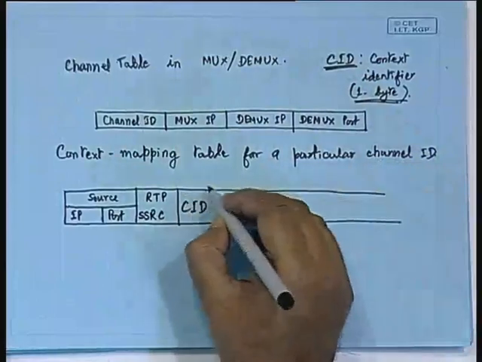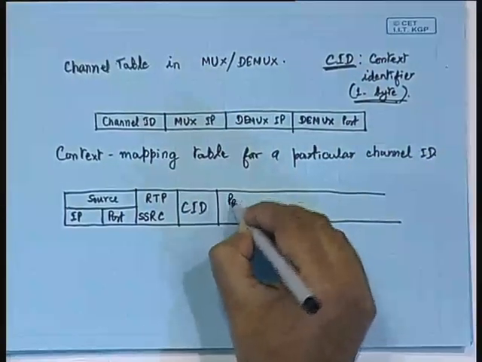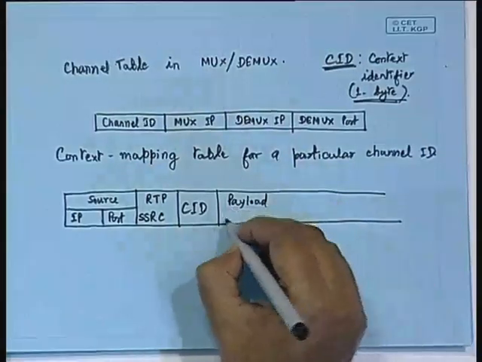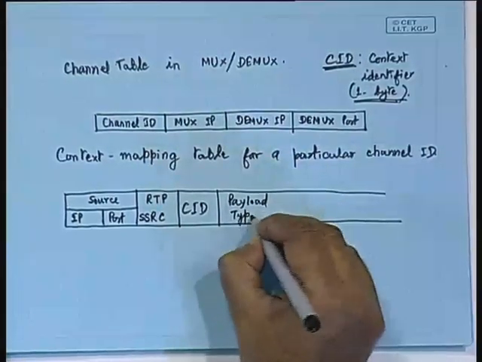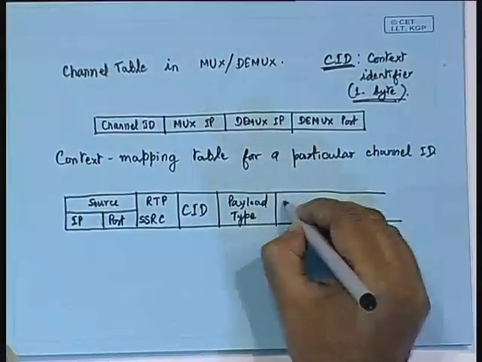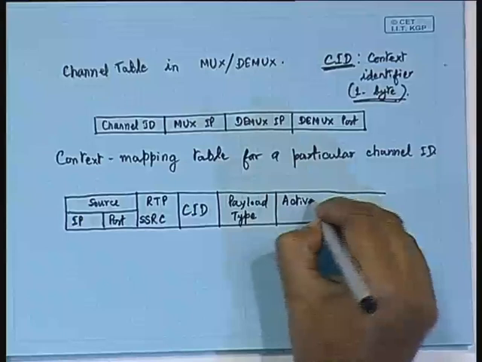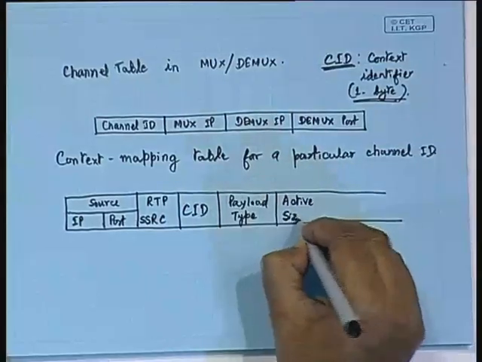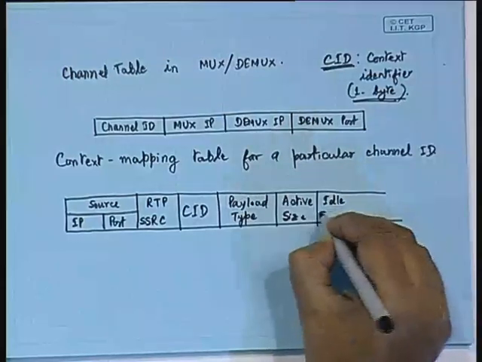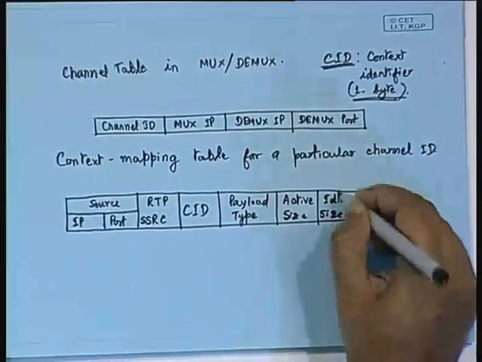This field will never change for a particular session. So, CID will be there, then there will be the payload type. We are not going into the details of the individual fields, because these details are not within the scope of our study. Just for the sake of completion, we are writing the different fields, active size, idle size. Do not have to really bother about these fields.